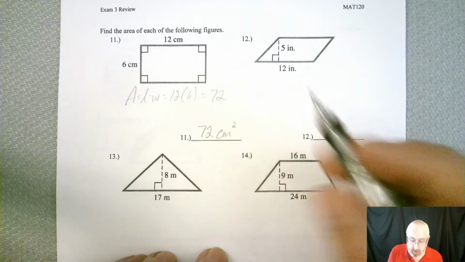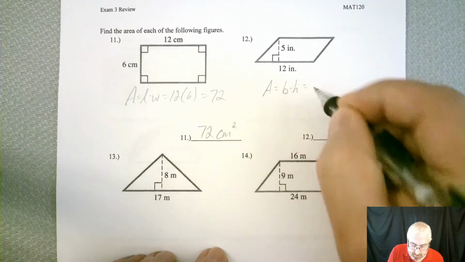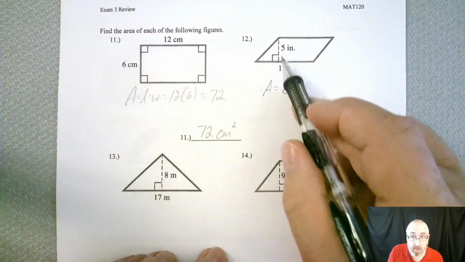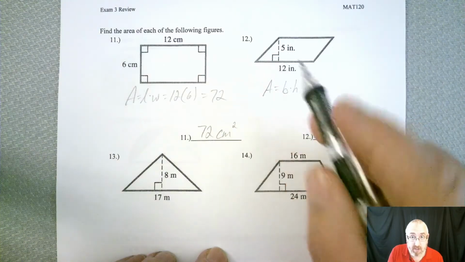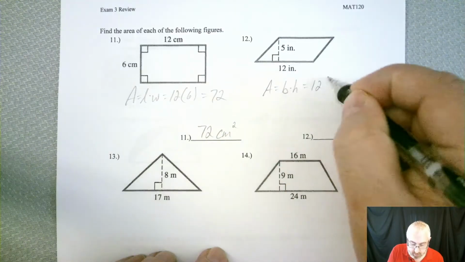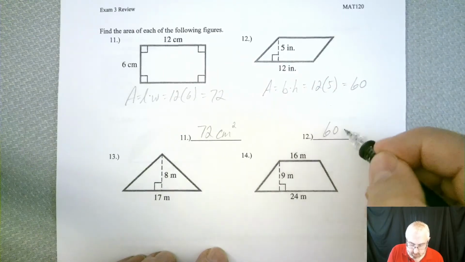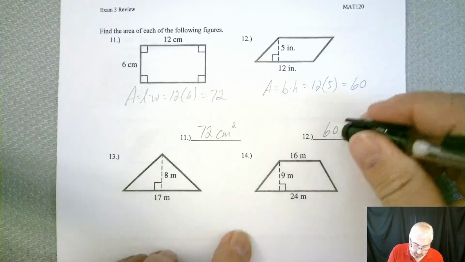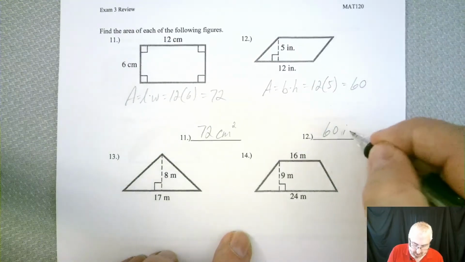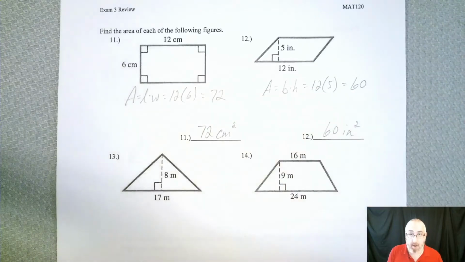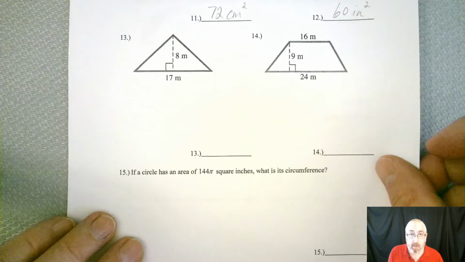We have a parallelogram. So parallelogram is base times height. We have the height. Remember, that's always going to be that dotted line that forms a right angle with one of the sides. So in this case, we got 12 times 5, which is 60. So 60, whoops, make sure you write the right units. So 60 inches to the second power. Nice and quick. All right, a couple more shapes.